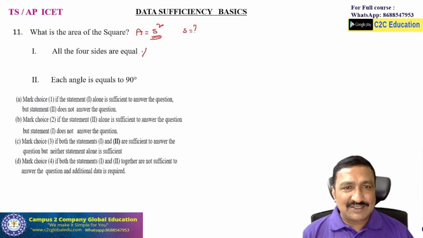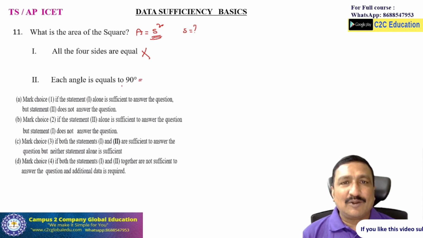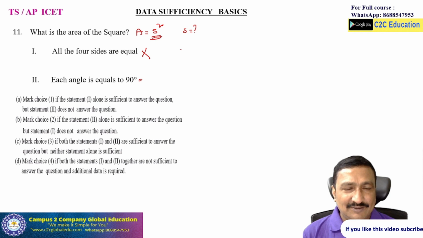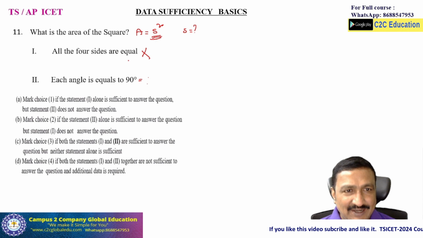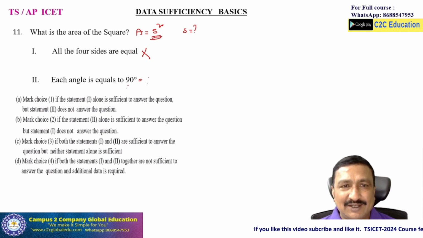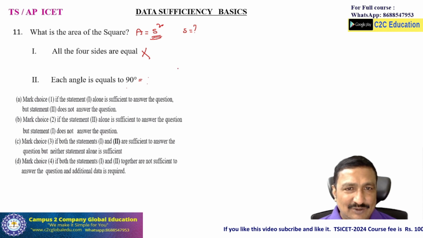So the first statement is not sufficient. And the second statement, each angle is equal to 90 degrees. This is also a property, so we don't want a property. What do we want? We want the side value. We want a measurement. We are not getting the measurement of a side from the first statement, nor from the second statement. So the first statement is not sufficient, the second statement is not sufficient. Even when combining them, we cannot get it because there is no value regarding the side. So the answer is the fourth option.